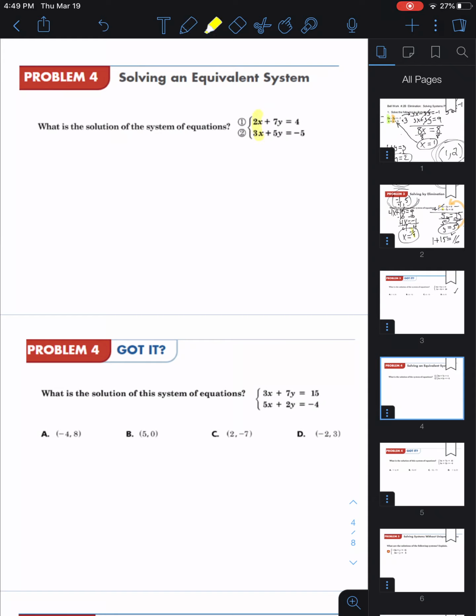Let's go after the x's. I would multiply the top equation by a 3, which would give me 6x's. And if I multiplied the bottom by negative 2, that would give me negative 6. So let's go ahead and multiply that top equation by 3. That would give me 6x. I'll write it over here. Plus 7 times 3 would be 21y equals 4 times 3 is 12.